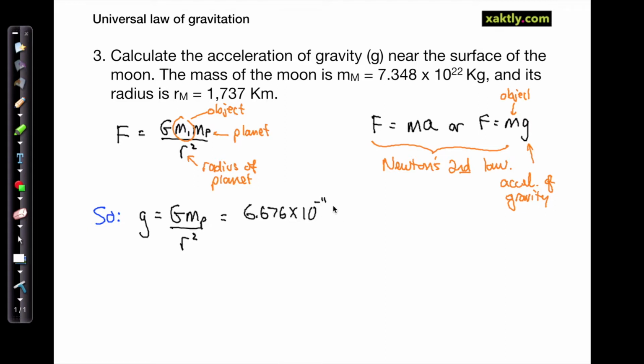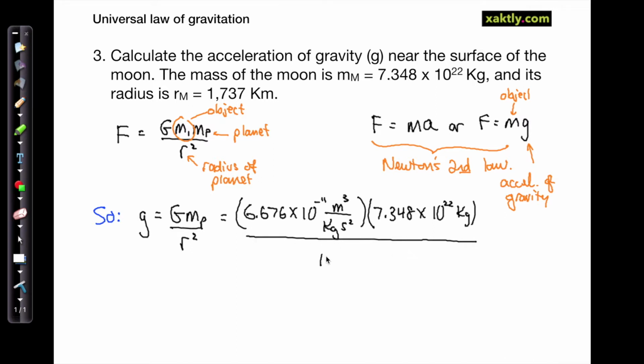So if we plug that in, we get 6.676 times 10 to the minus 11th meters cubed per kilogram second squared. Multiply that by the mass of the moon, which is given above, 7.384 times 10 to the 22 kilograms. And then divide everything by the square of the radius of the moon, and I'm going to have to convert that into meters, so it's 1737 and 3 zeros in meters, because there's 1,000 meters per kilometer, and don't forget to square that.